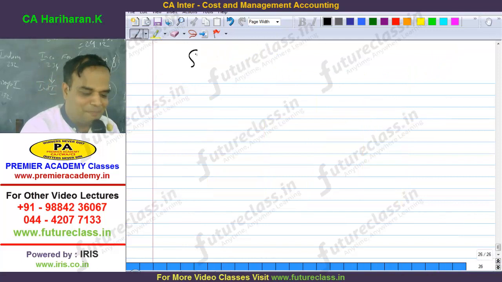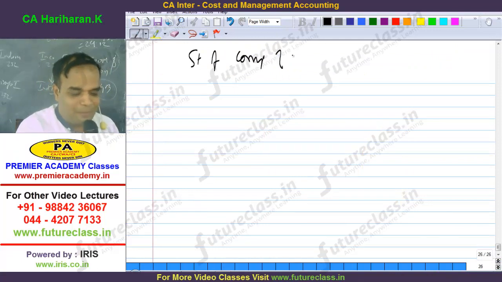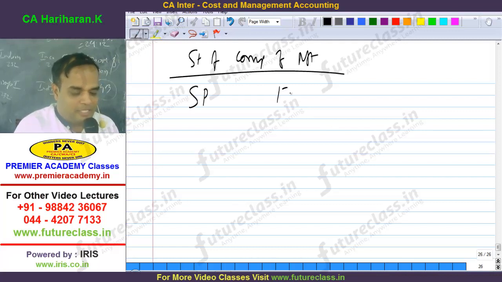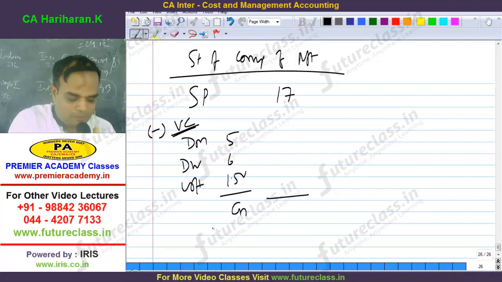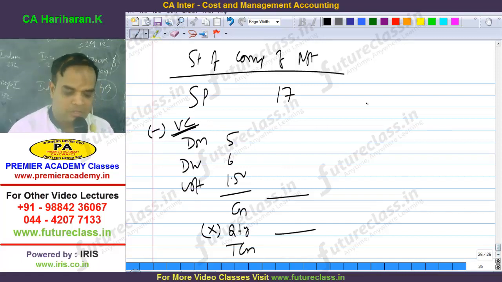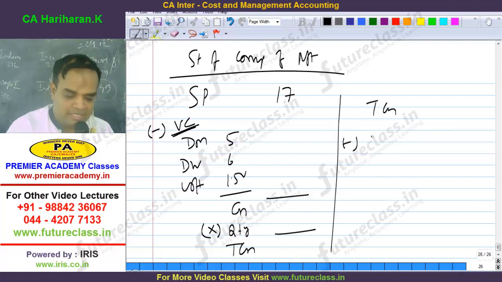Now, statement of computation of profit. Selling price of the product, how much? Less variable cost. Direct material to produce one product, you have to spend 5 rupees. Direct labor or wages 6 rupees. Variable overhead 1 rupee 50 paise. So total variable cost. Sales minus variable cost is equal to contribution. Contribution into quantity is equal to total contribution. Total contribution less fixed cost 1,80,000 is equal to profit.